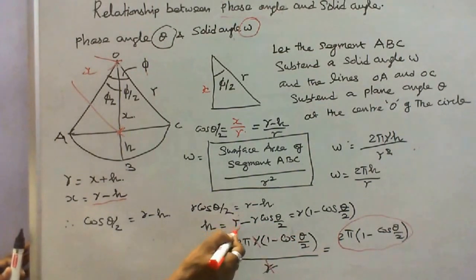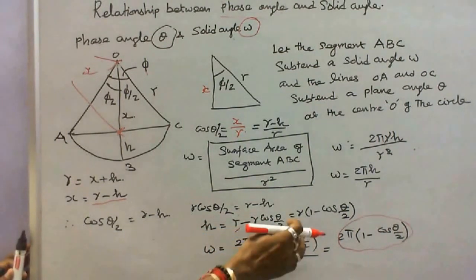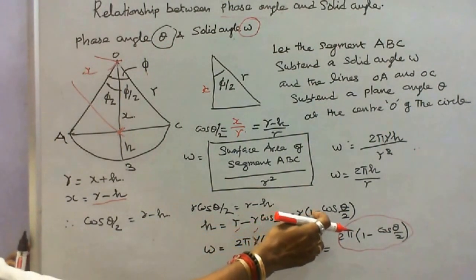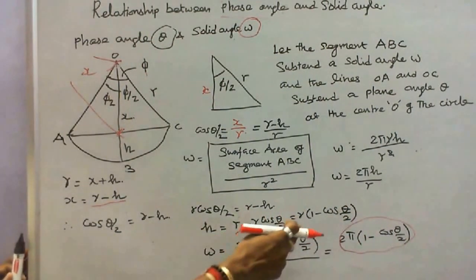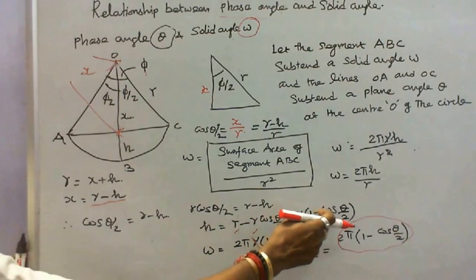Here the term r is common. I take it out. r into 1 minus cos theta by 2. That is h. h is equal to r into 1 minus cos theta by 2.